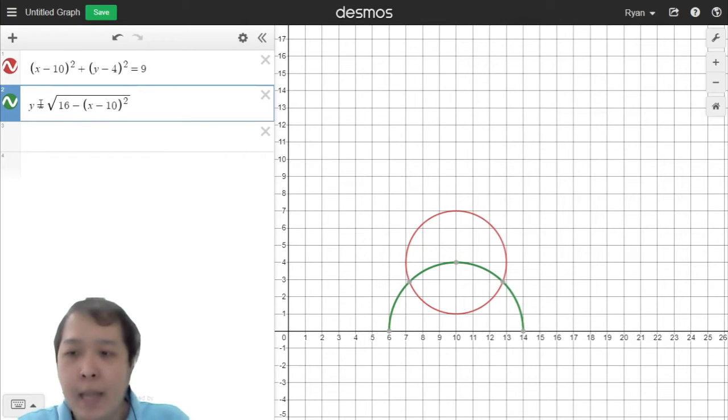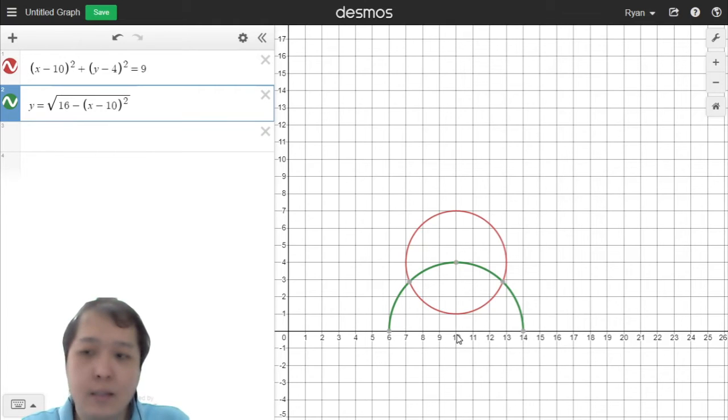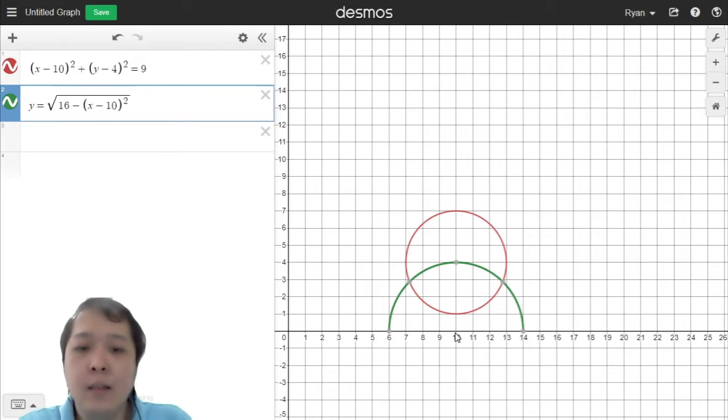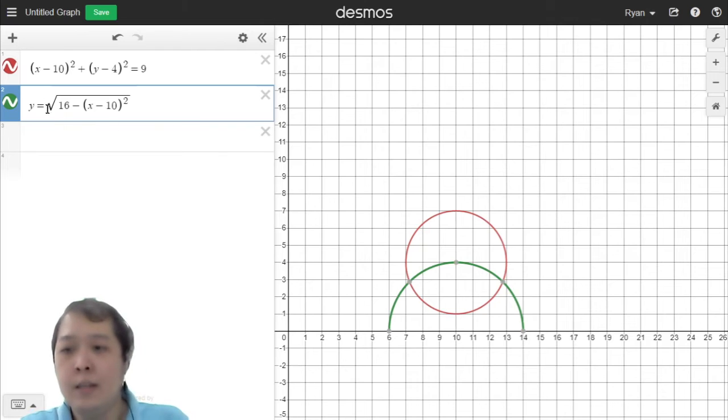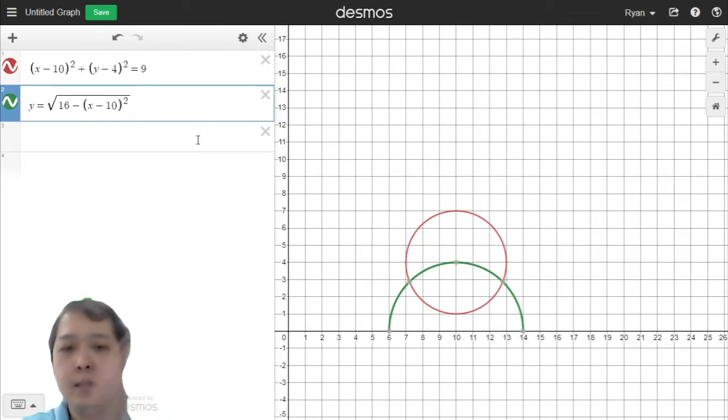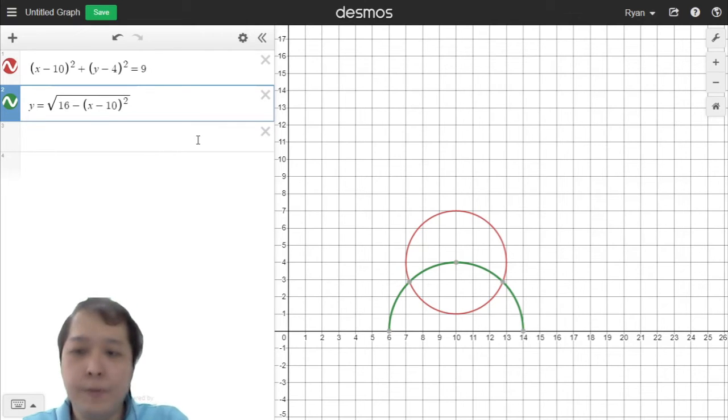Okay. And let's say the center is obvious here. It's 10, 0, because I put minus 10 here, and I did not put anything around the y, so the y part of the center will be 0. Now, what if we want to move this vertically, up or down?